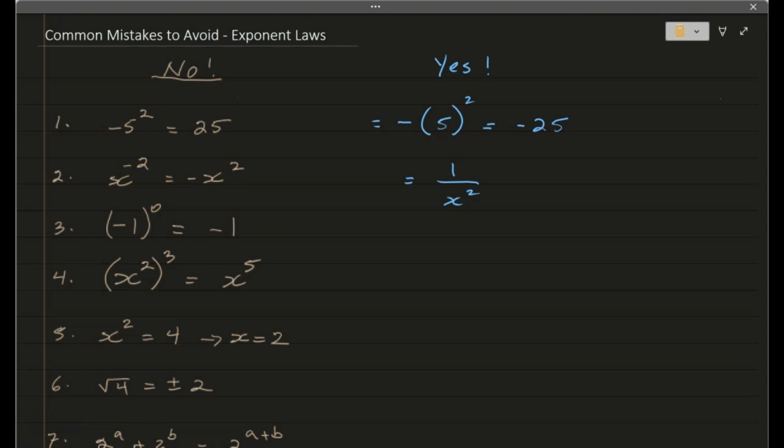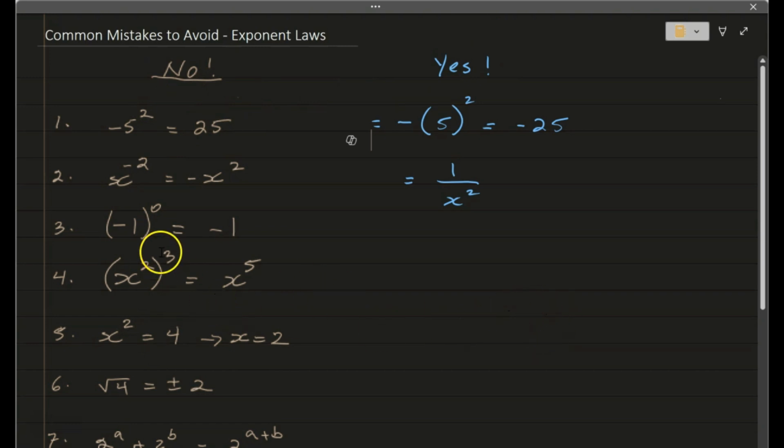Simple as that. There is no such thing as a negative coming in front of the variable when you have a negative exponent. This is not true at all. That's why I have two columns. One is a no column, obviously. The other one is a yes column. So no means don't do.